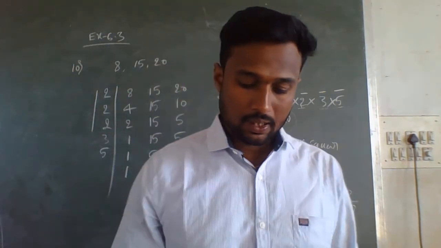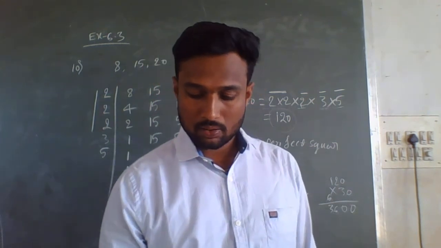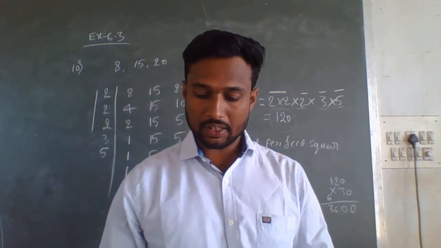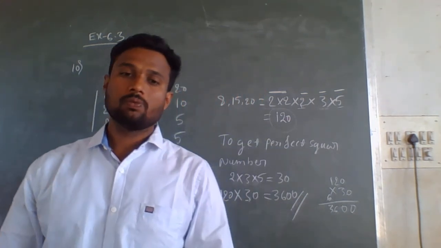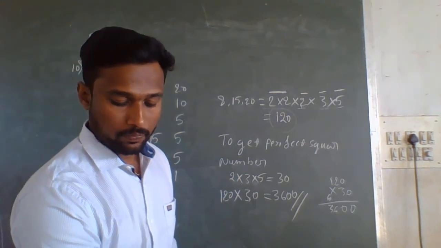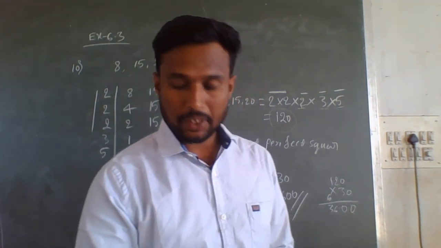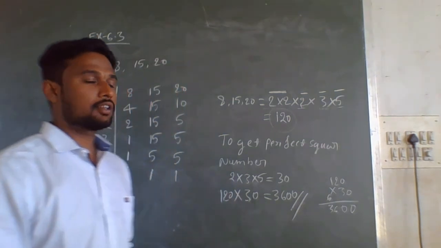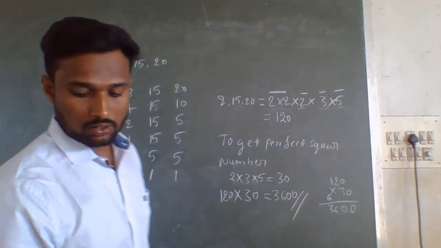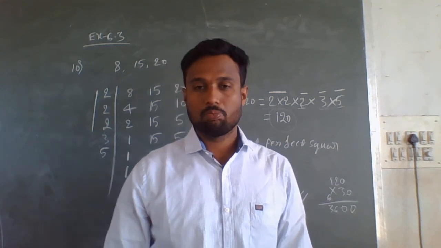This completes exercise 6.3. So in the next class I will continue with some other concepts like finding the square root by the division method. Now in 6.3 what we did, we learned how to calculate a perfect square number by repeated subtraction and by the prime factorization method. So in the next class we will see finding the square root by the division method.